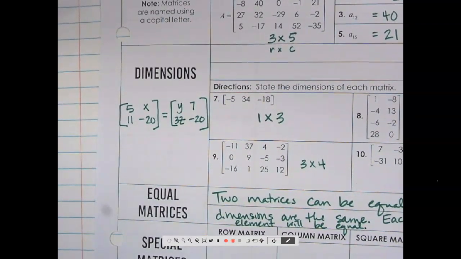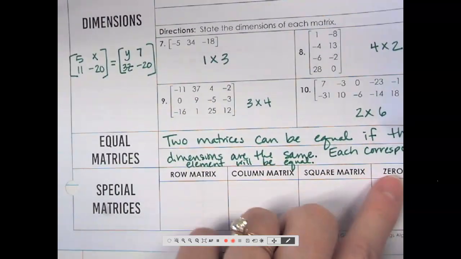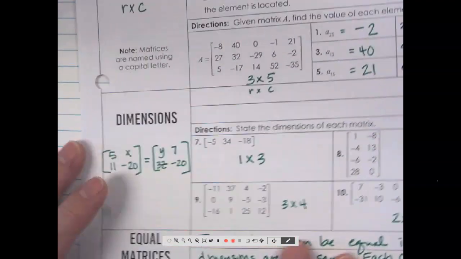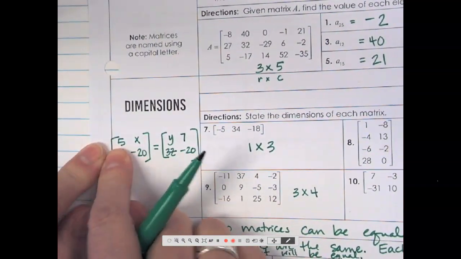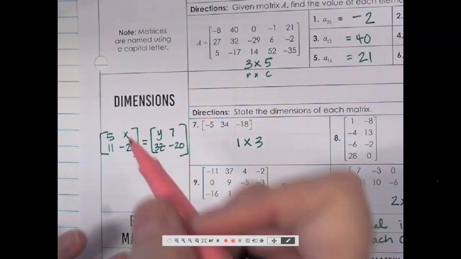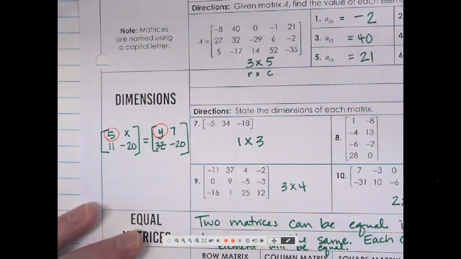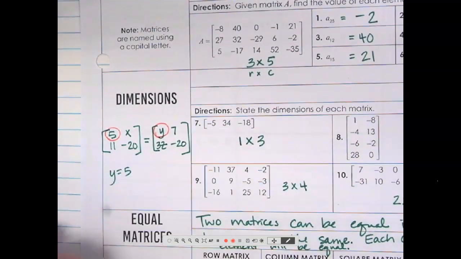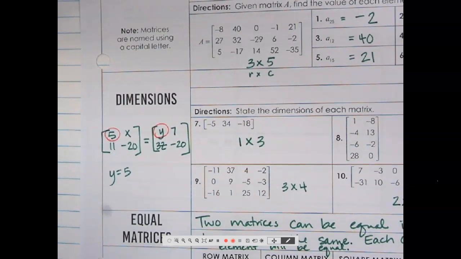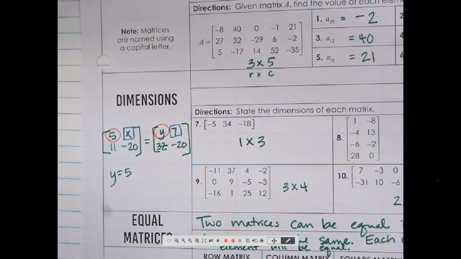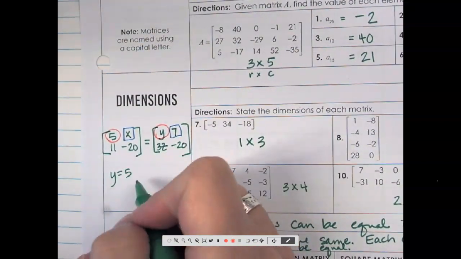So let's say that I gave you this equation, where I had these two matrices equal. They could be equal because their dimensions are the same. Each corresponding element will be equal. So what's in the first row, first column here has to equal what's in the first row, first column here. If this has to be equal to this, then y has to equal 5. Then first row, second column would have to be equal to what's in the first row, second column. So x would equal 7.